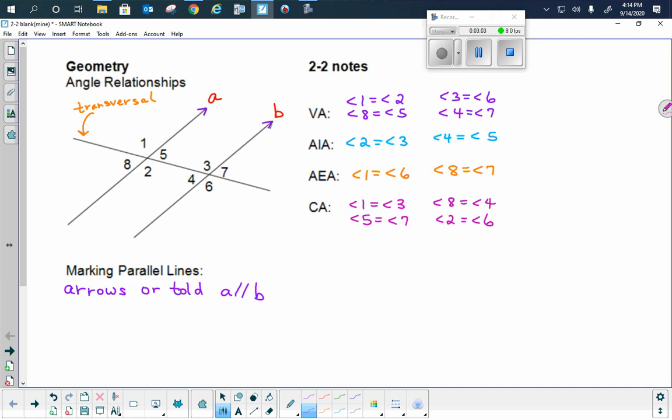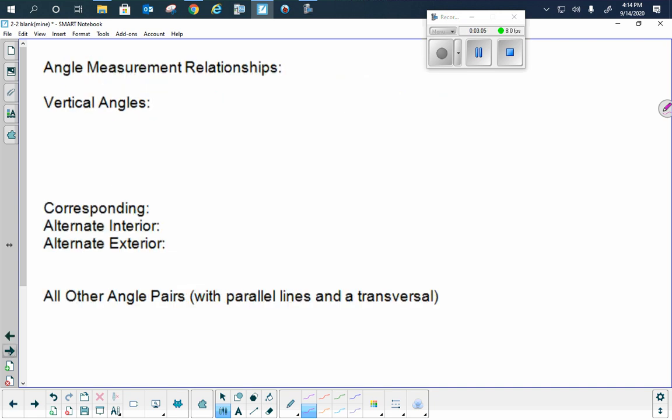Then angle measurement relationships. This should be pretty quick. It's just seeing if you remember what went on yesterday. So remember, vertical angles are always, sometimes, never. That's what we're looking for. Those kinds of things. Vertical angles are always equal. And what's that other word for equal? We've got to know that word: congruent. Always equal or congruent.